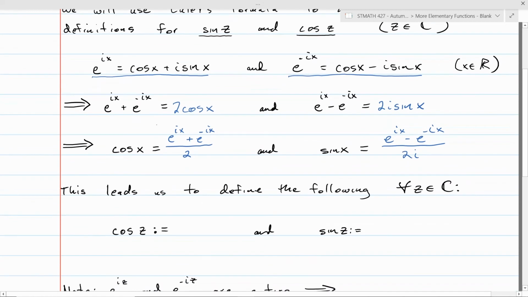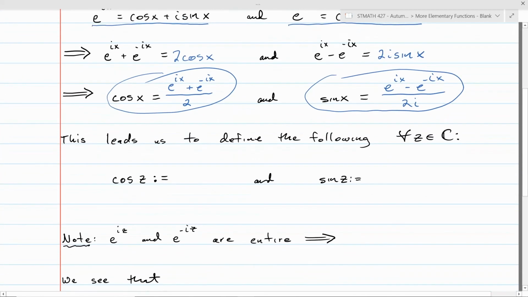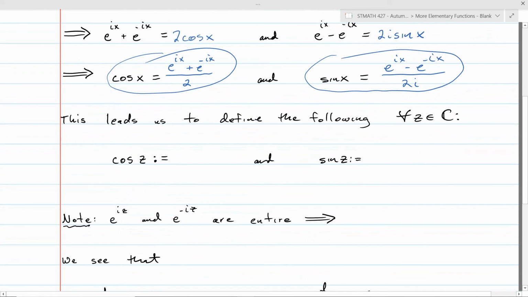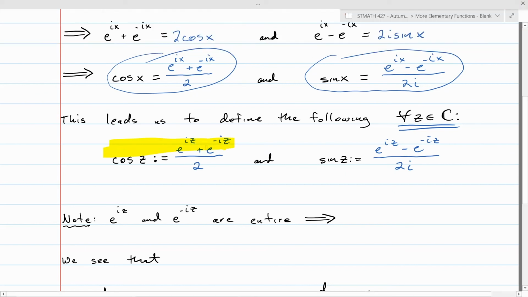And because of these two identities that are true whenever you've got x in there, a real number x, it motivates us to define cosine of z to be e to the iz plus e to the negative iz over 2, where here z is any complex number. And similarly, we're going to define sine of z to be e to the iz minus e to the negative iz over 2i.